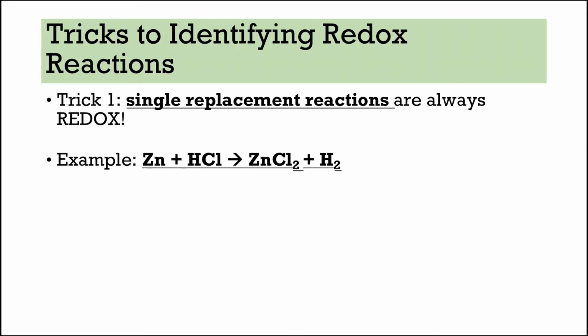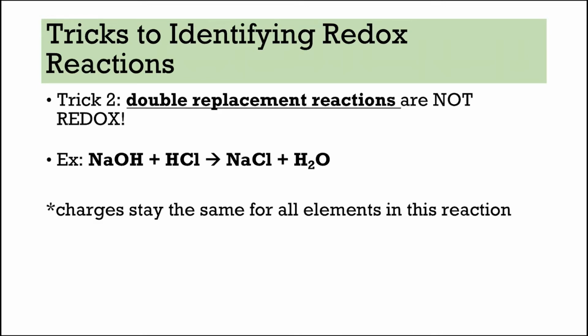So a few quick tricks to determine if something is a redox reaction, and again, this will make more sense later and tomorrow, is that a single replacement reaction is always redox. So tomorrow, maybe even later, you'll see why. But single replacement is always redox because the oxidation numbers do change. Now, a double replacement is not a redox reaction. So if we were to find the oxidation numbers for each of these elements in each compound, you'll see that they do not change.